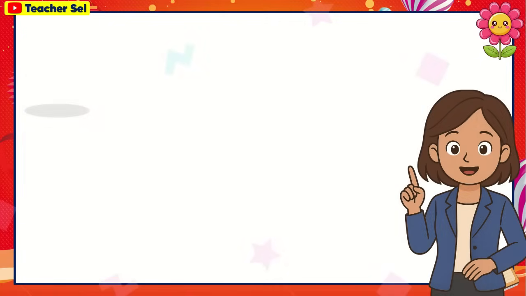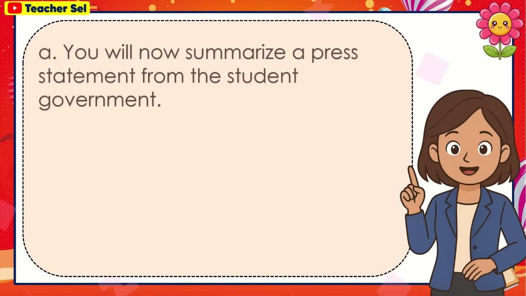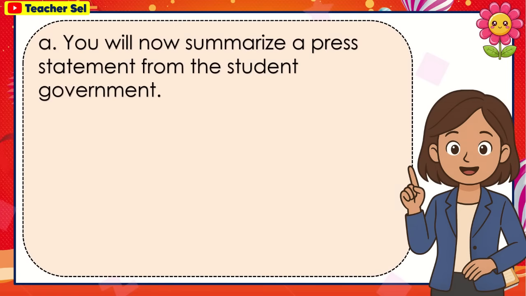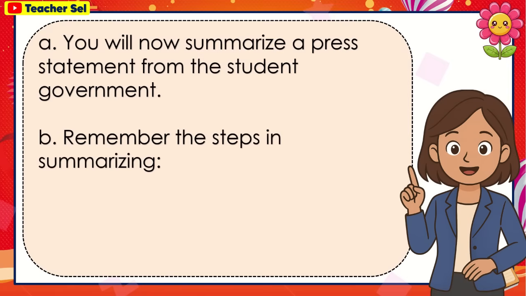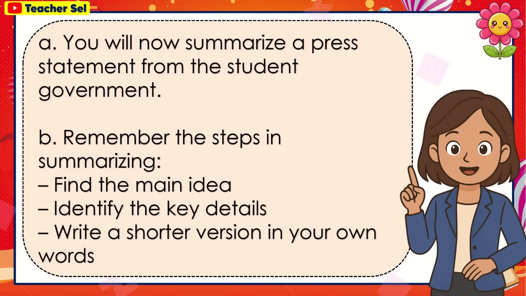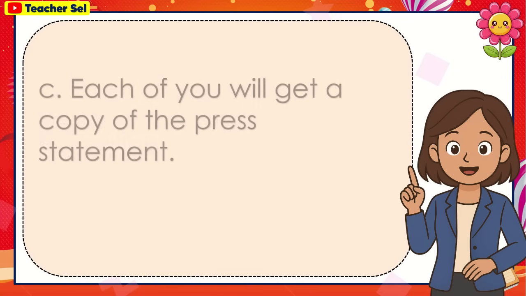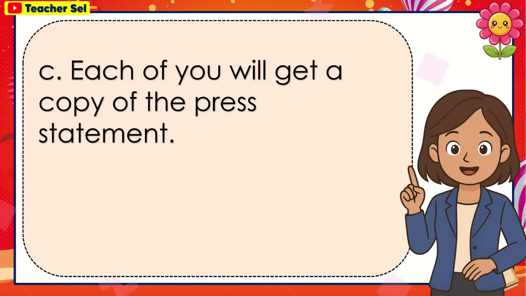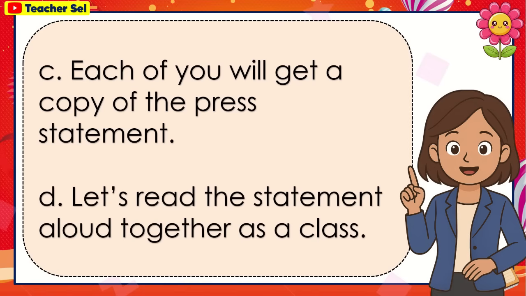For day 3 and 4, you will now summarize a press statement from the student government. Remember the steps in summarizing. Find the main idea, identify the key details, write a shorter version in your own words. Each of you will get a copy of the press statement. Let's read the statement aloud together as a class.